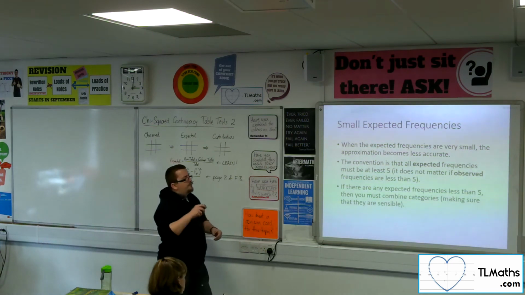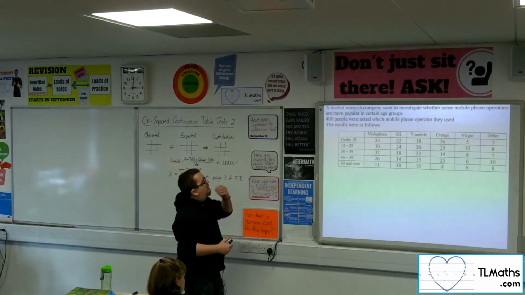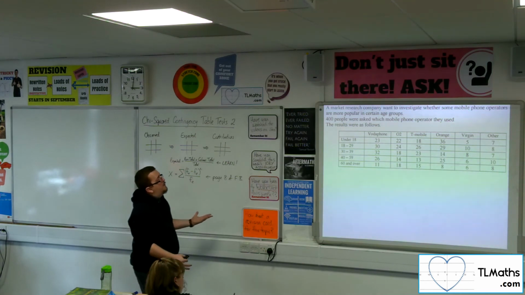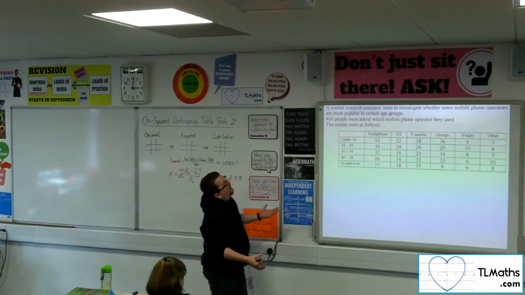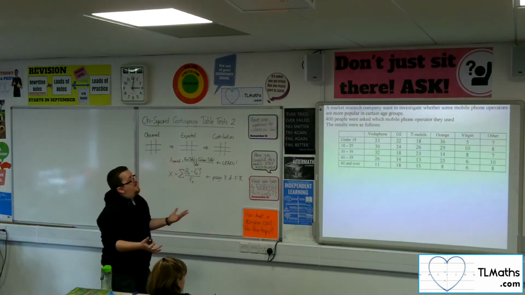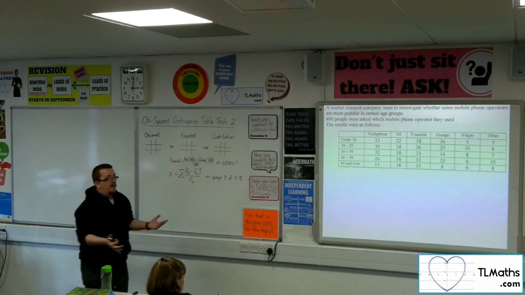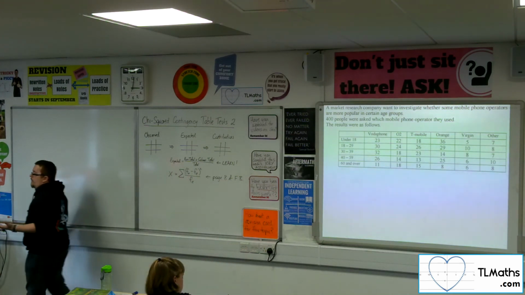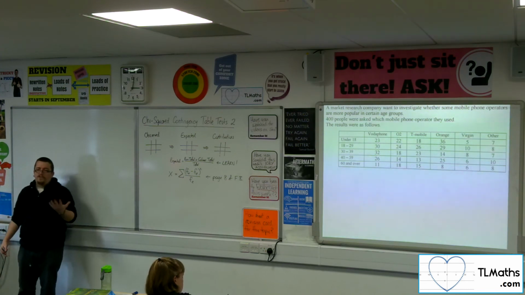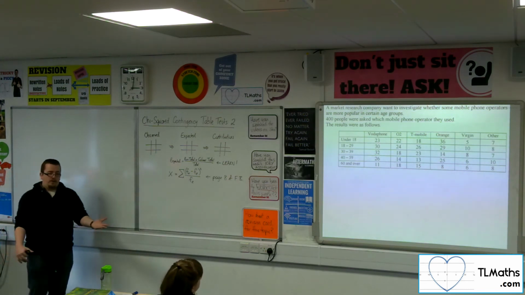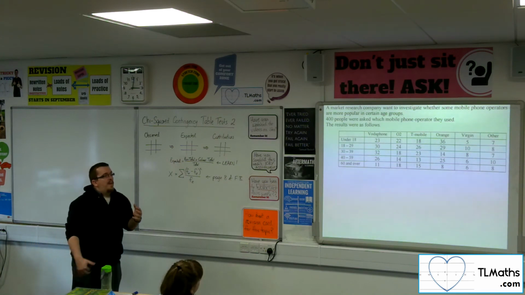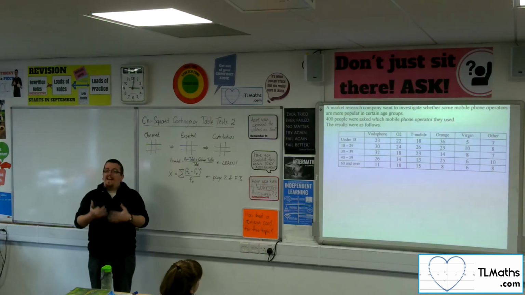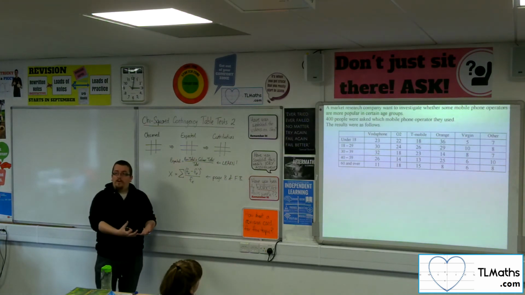So, I'm going to show it through an example. A market research company want to investigate whether some mobile phone operators are more popular in certain age groups. 400 people were asked which mobile phone operator they used, and the results were as follows. It's a big table, right? So if you were going to do this, obviously it would take a long time to turn this into expected frequencies and contributions. There are some questions that will get you to combine a couple of columns, and then it reduces down to an easier one to work with.